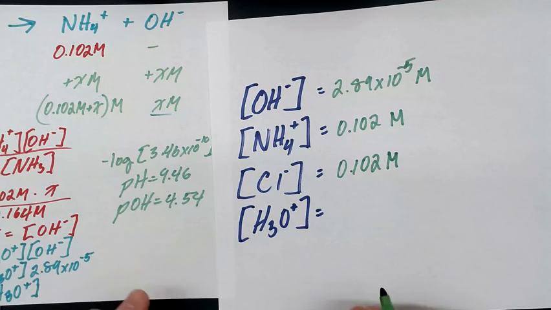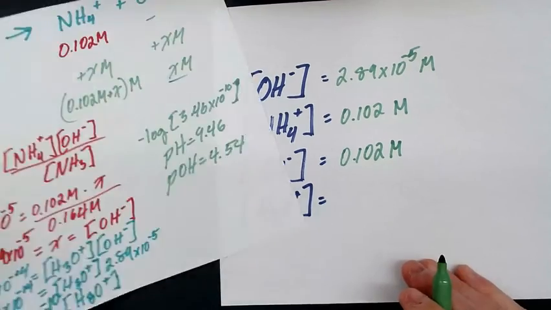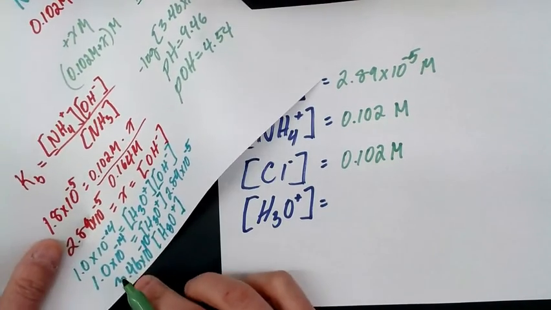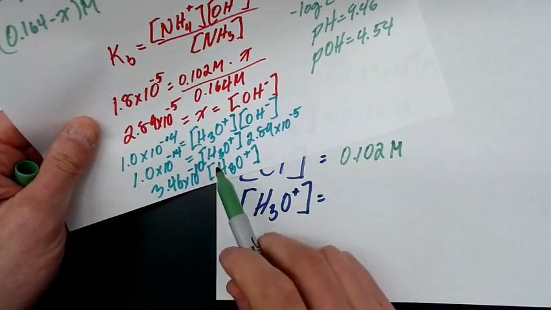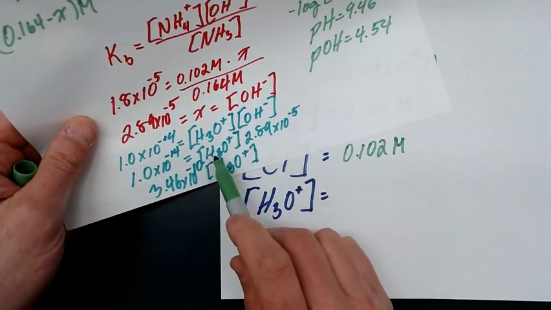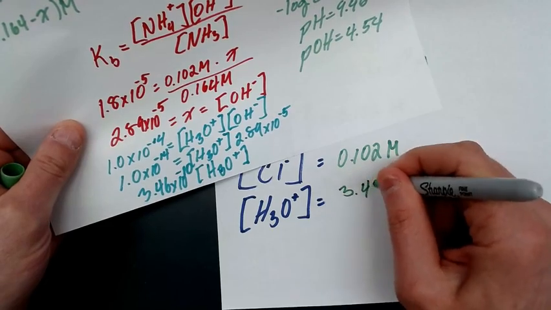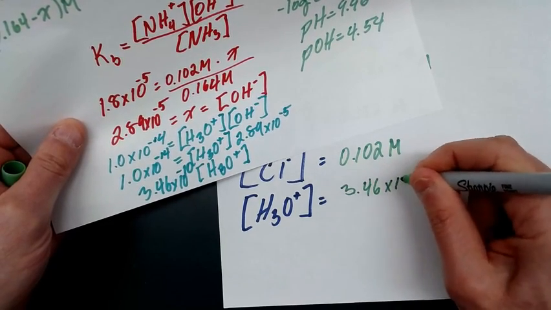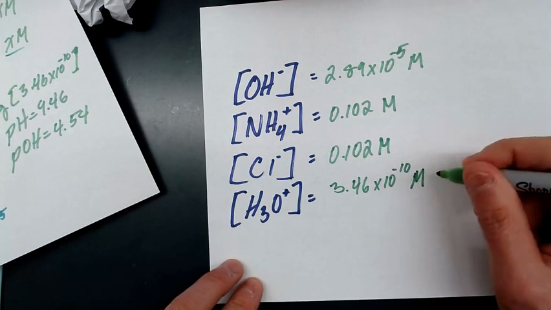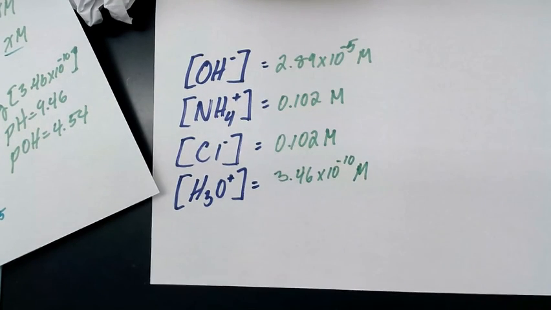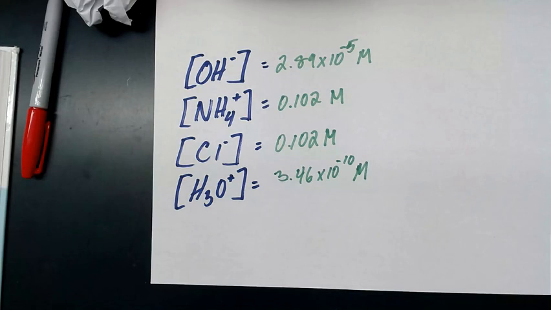Now my hydronium concentration, which I found right over here when I did 1.0 times 10 to the negative 14 is equal to the product of my hydroniums and hydroxides, I've got 3.46 times 10 to the negative 10th. That's my concentration of those. So there are my answers for 17.2 on page 821.